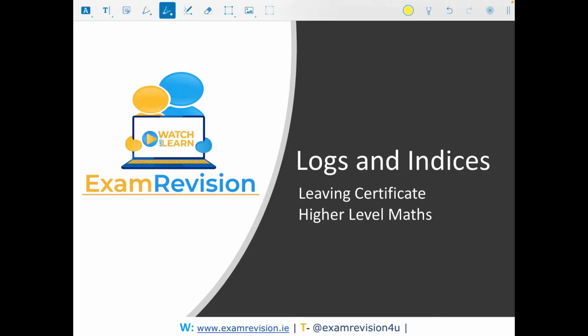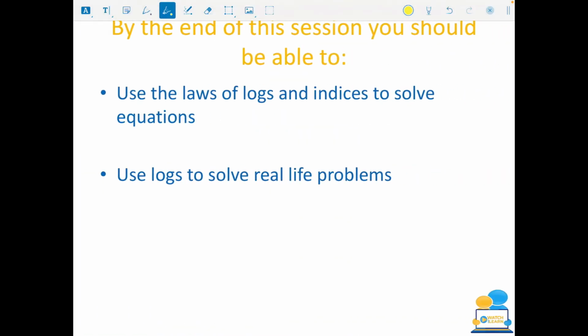So today we're going to look at the topic of logs and indices for Leaving Cert higher level maths. By the end of this session, what should you be able to do? Hopefully you'll be able to use the laws of logs and indices to solve equations. All of these rules are given to you in your formula book. So we're just going to practice using them. There's very little you need to learn off by heart for this chapter.